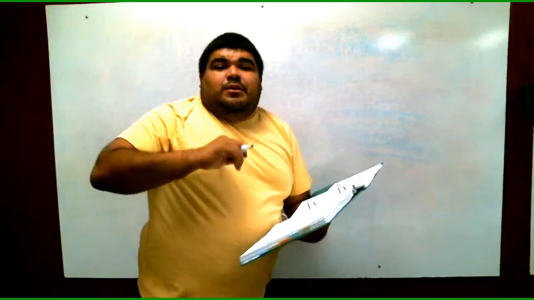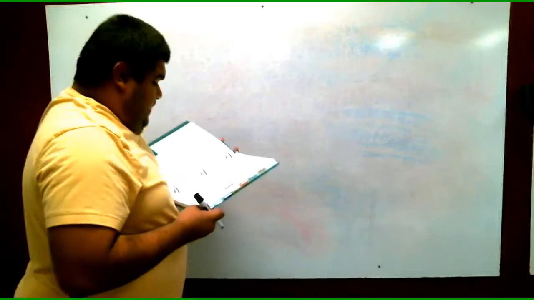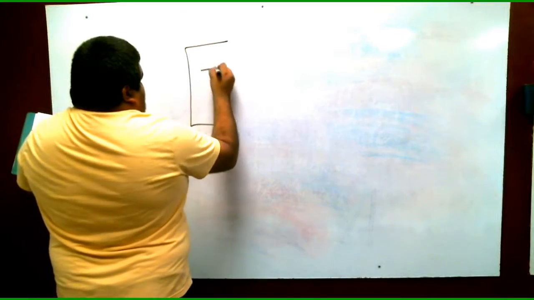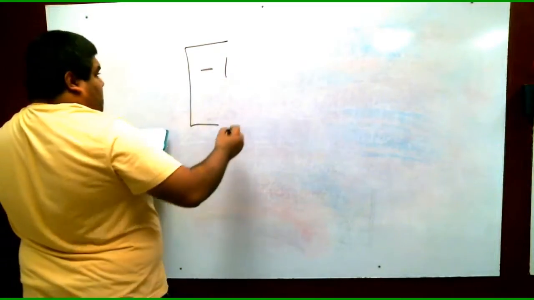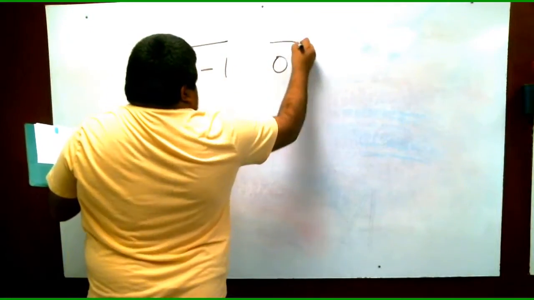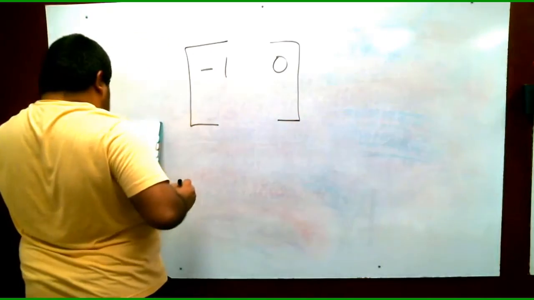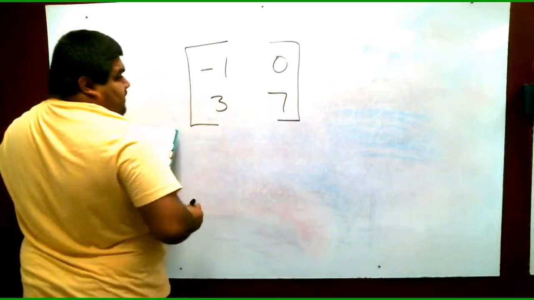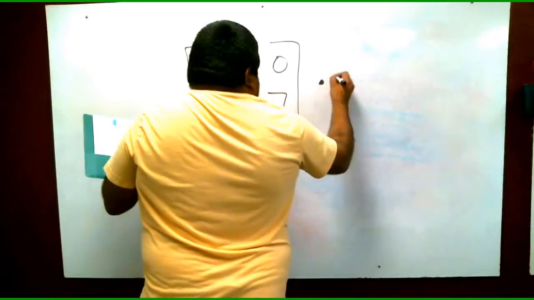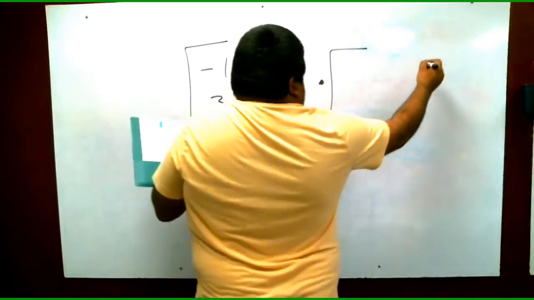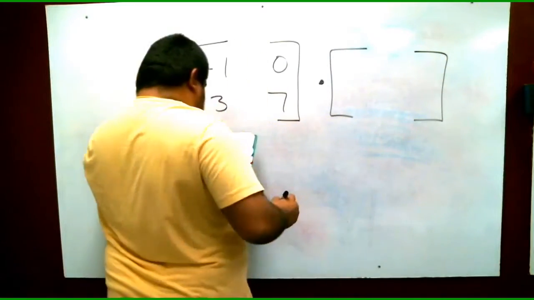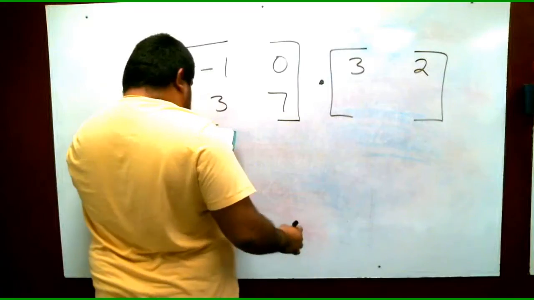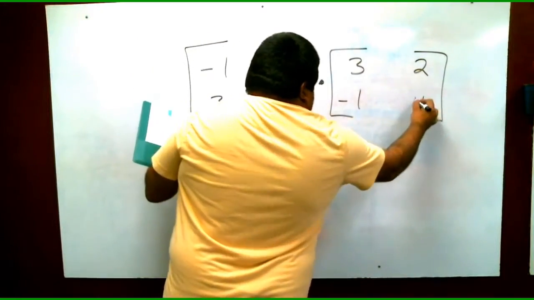All right, guys. The problem for you for today is -1, 0, 3, and 7 times 3, 2, -1, and 4.